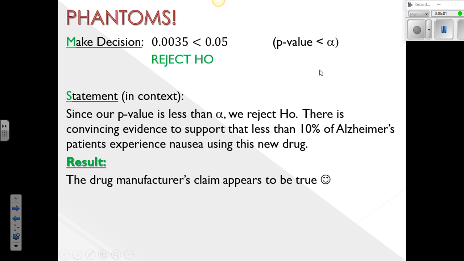Yeah, it's less than. So this appears to be true, correct? Because we just statistically proved that it's not 0.10, it's less than. So the manufacturer said it's less than. We proved it's not that in favor of the alternative. So yay. We're happy here. Alzheimer's patients will not have nausea when taking this new drug. It's not likely to happen, right?